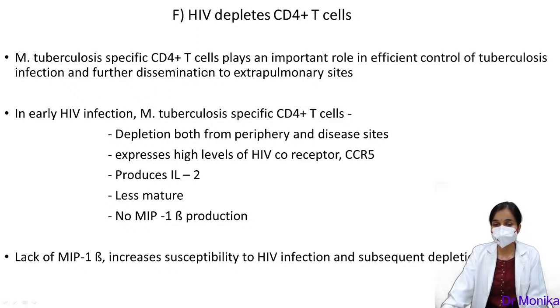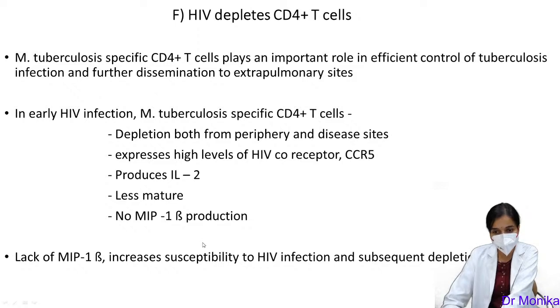This MTB specific CD4 T cell count plays an important role in efficient control of TB infection and hence prevents further dissemination to extrapulmonary sites. So in case of early infection, studies have seen that there has been depletion of this MTB specific CD4 T cell both from the periphery as well as from the disease site. Also these MTB specific CD4 T cells show increased high-level expression of the HIV co-receptor, that is CCR5. They also show production of interleukin 2, however there is no MIP-1 beta production. The lack of macrophage inflammatory protein 1 beta increases the susceptibility to HIV infection and the subsequent depletion.